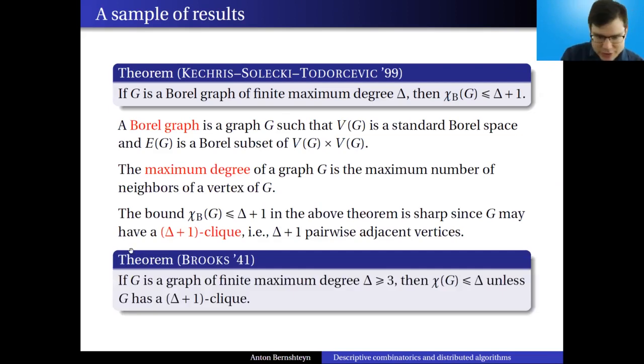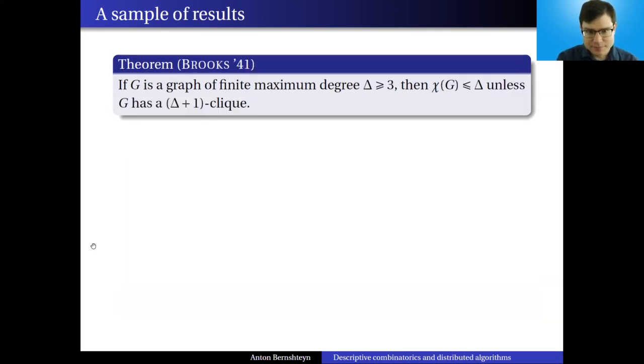In finite combinatorics, it is a well-known classical result that, at least when delta is at least 3, these delta plus 1 cliques are the only obstructions. This is a theorem of Brooks. If G is a graph of finite maximum degree delta that's at least 3, then its chromatic number is at most delta rather than delta plus 1, unless G contains a delta plus 1 clique, unless there are delta plus 1 pairwise adjacent vertices in the graph. Yeah, so this is Brooks' theorem.